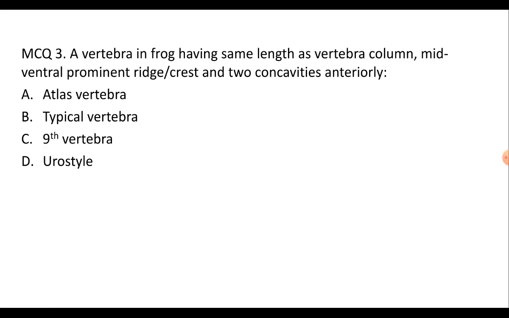The third question is, a vertebra in frog having the same length as the vertebral column, a mid-dorsal prominent ridge or crest and two concavities anteriorly. Is it the atlas vertebra, typical vertebra, ninth vertebra, or the urostyle? The answer is D, urostyle. It has almost the length of the vertebral column.